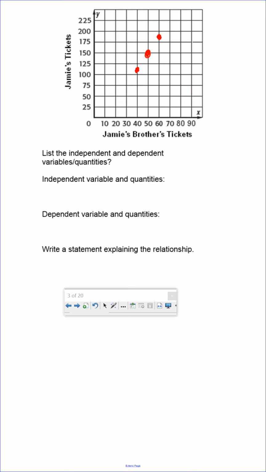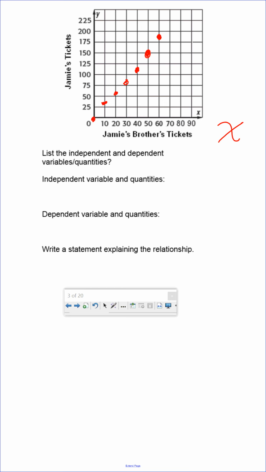So what happens if Jamie's brother has 0 tickets? How many tickets will Jamie have? 0. What if her brother has 10 tickets? Then she will have 30 tickets. What if Jamie's brother has 20 tickets? Then that would be 60. 30 would be 90. So as you can see, it would be a straight line. But do we connect it? No, because you cannot have half of a ticket. That doesn't make sense.